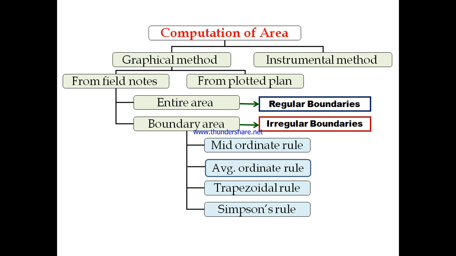So for the entire area, we can divide these regular boundaries into a number of triangles, rectangles and similar kinds of figures, while for the boundary area we will adopt either of these four methods to calculate the area of the zigzag, or I can say not regular, boundaries.